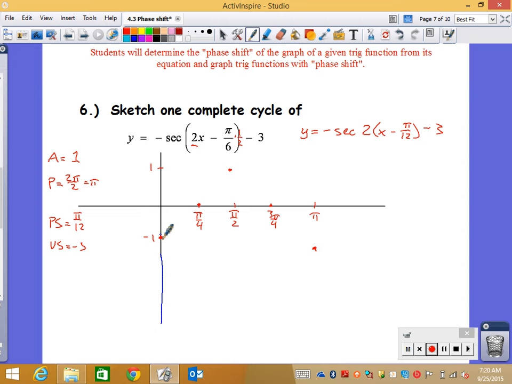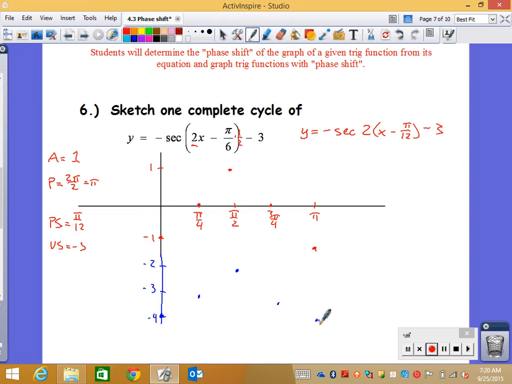So instead of being at negative 1, we're going to be at negative 4. So 1, 2, 3. So that's at negative 4. Instead of being at 0, minus 3. Instead of being at 1, at negative 2. Instead of being at 0 again, we can figure this one out. And then negative 4. And then lastly, my phase shift.